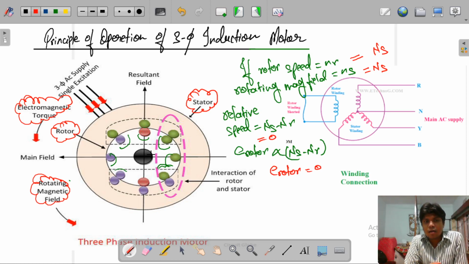In the next lecture we will try to understand the effect of the air gap, the role of the air gap between the stator and rotor, the role of the leakage reactance, and how torque is affected by the leakage reactance. This will be discussed in the next lecture.